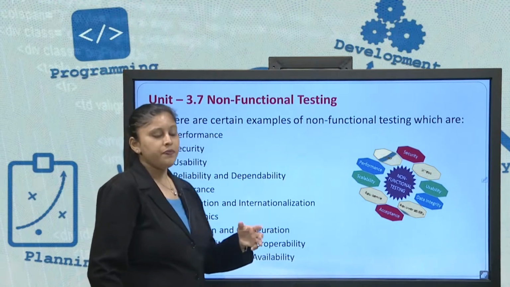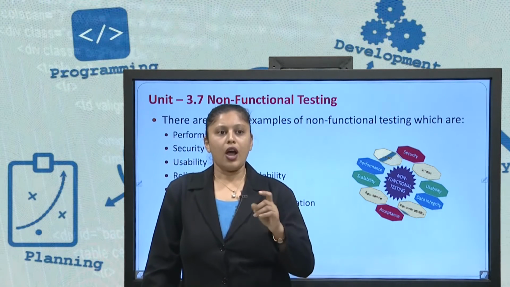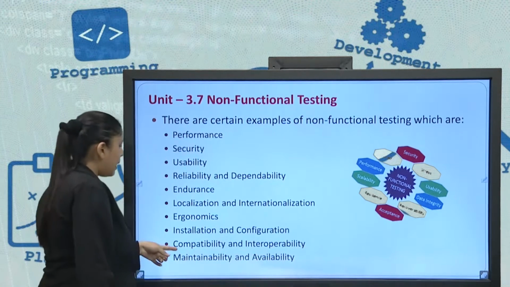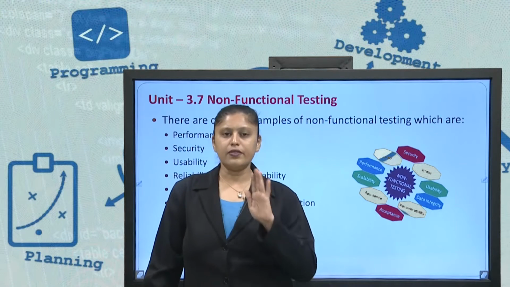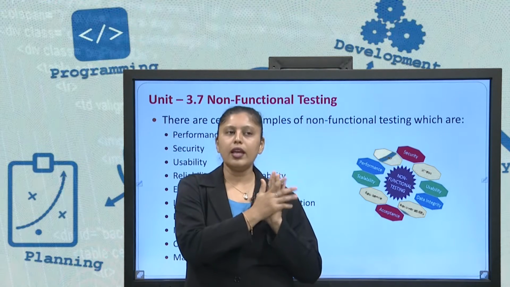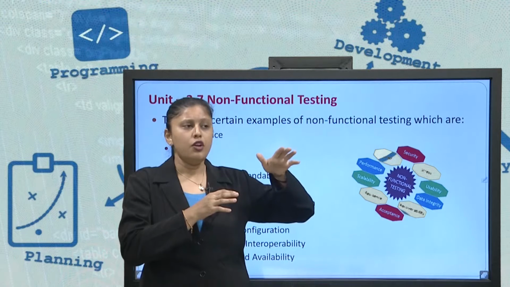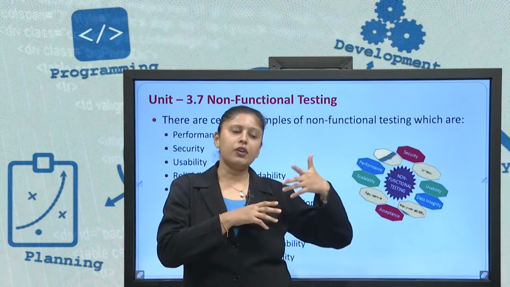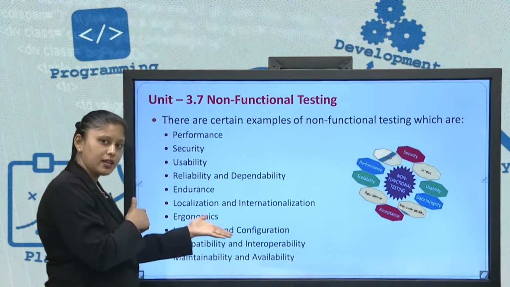Installation and configuration: when I deliver the software I have made, how can I install it, and what configuration will it require? Then compatibility and interoperability: whether the software I have developed is compatible with any system, or needs a particular system with a particular configuration only, and whether it is interoperable across different platforms. For example, I have developed it for Windows. Whether that software will also work in a Linux framework or not is called interoperability and compatibility.